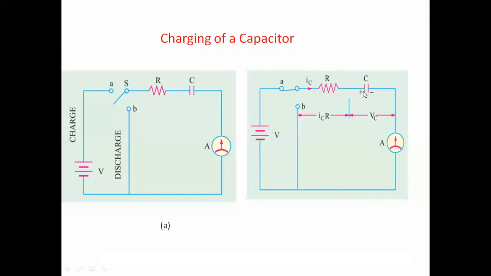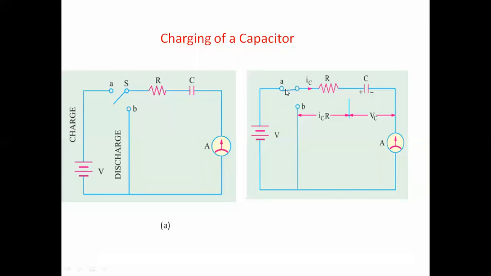Coming to the discharge of the capacitor. First of all, in the charging of the capacitor, we store the charge. Capacitors are used for the storage of charge. After storing the charge, we have to send it to some other application, so that stored charge will be sent to another. For that, we have to connect the switch from A to B.